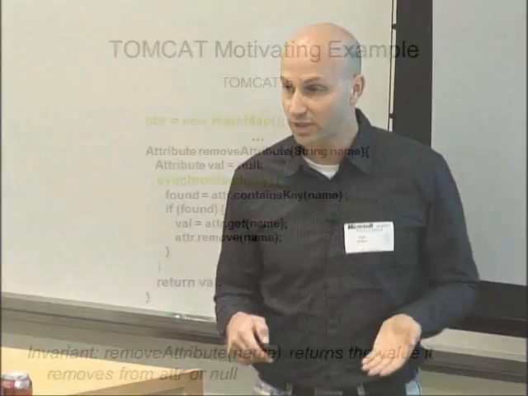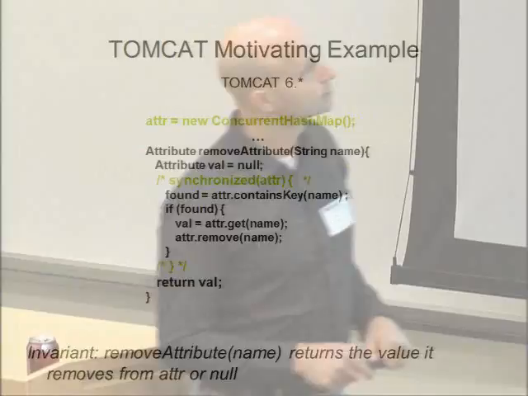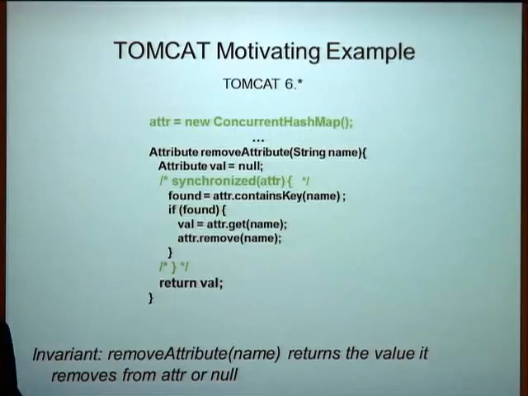In Tomcat version 6, they said, okay, we have a concurrent hash map, a concurrent collection, so let's allocate a concurrent hash map, and we know that each one of these operations is atomic, so they just went and removed this lock.